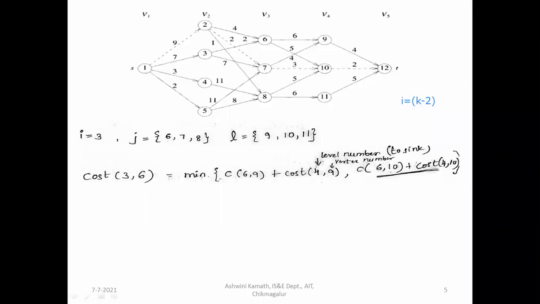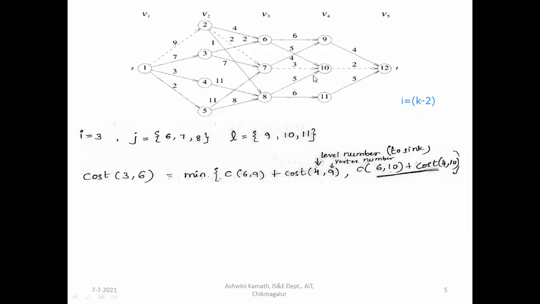Okay, for all the values of j we have to calculate, and for all the values of l we have to calculate this minimum value. Cost of 3, 6 first we will calculate, which is equal to minimum of C of 6 to 9. Okay, I'm calculating for 6, right? So let us see from 6 how many edges we have to stage 4. From 6 we have 2 edges. One is 6 to 9, that is having cost 6, and 6 to 10, which is having cost 5.